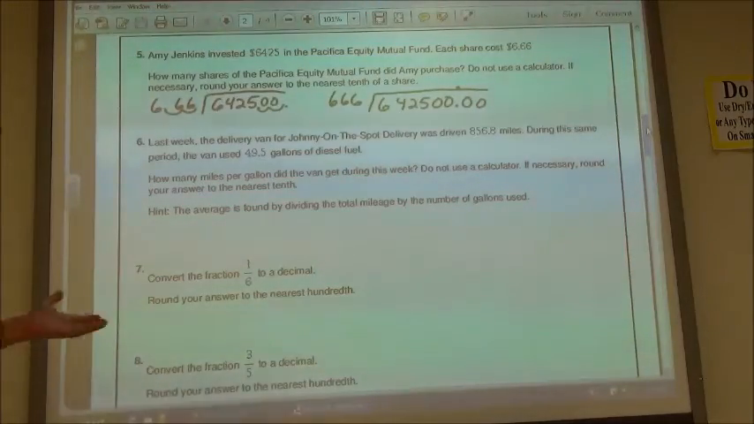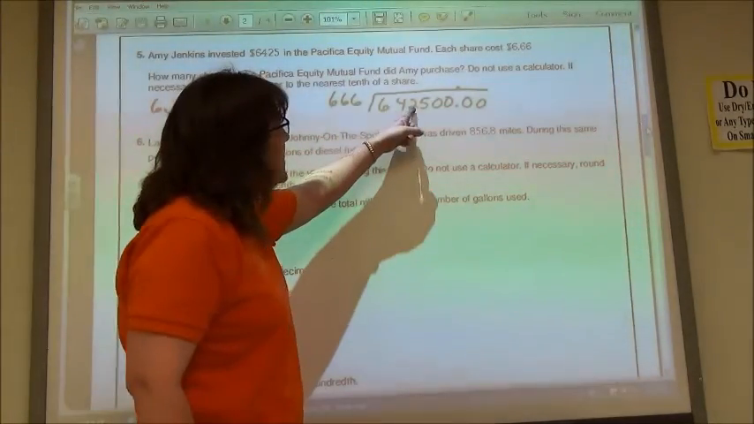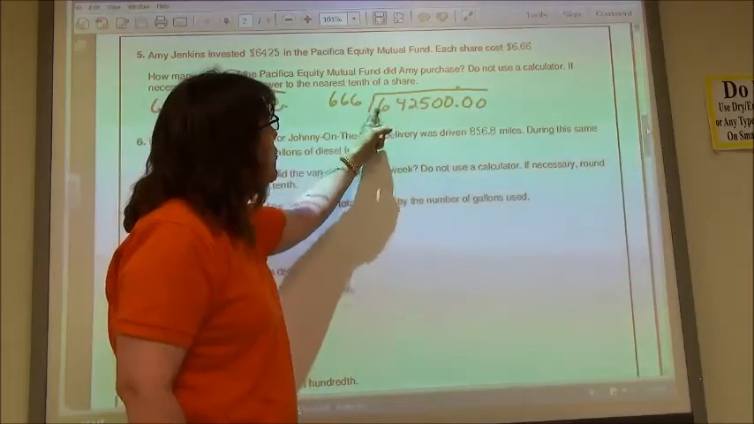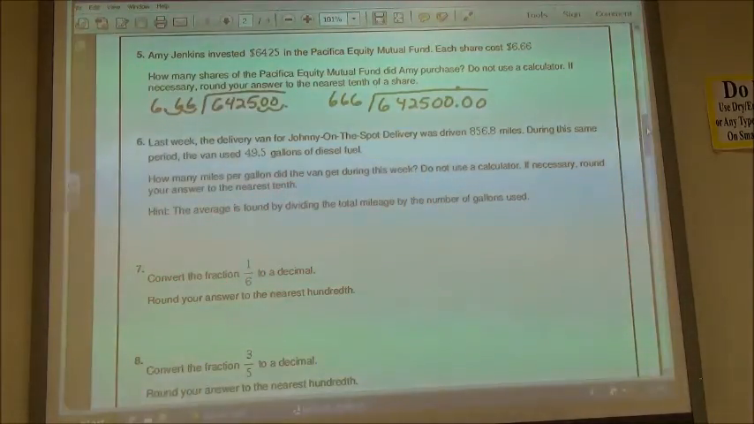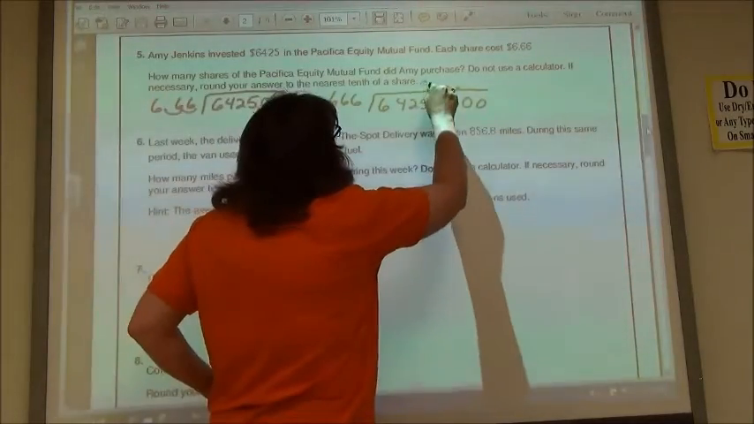So 666 is not going to go into 642. I have to take 666 into 6,425. So 6,425 looks like it's probably going to go in there about 9 times. So we're going to go ahead and put a 9 up here.